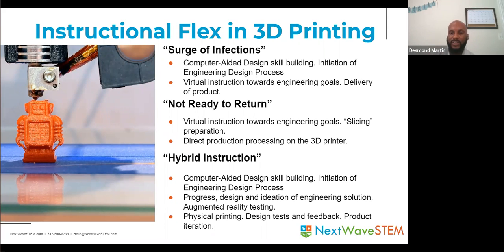In our second situation, where we're not ready to return, we start off remote and then get back into the classroom. We'll start, of course, with the virtual instruction. That's where we're still building the skills in digital design. And we're also collaborating in that engineering design process as well. Once again, we're just doing it digitally. But we're also in a situation where we can digitally and remotely design for the specific printer that they have access to, whether that's something that they might have at home or something at your school.